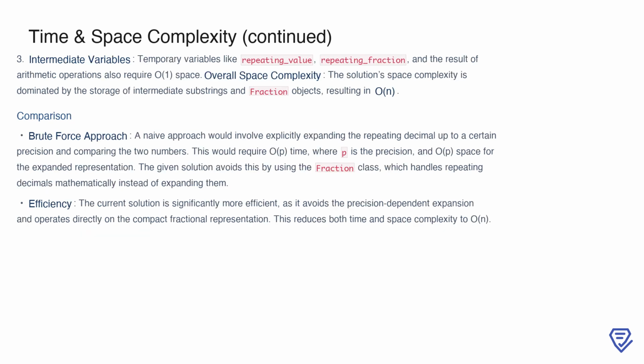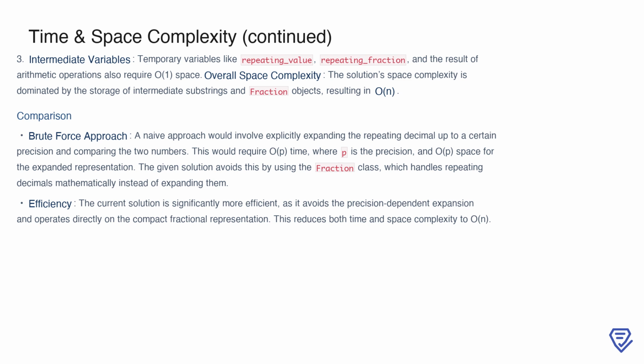In addition to the memory used for storing substrings and fractions, the solution also uses a few temporary variables during the calculations. Variables like repeating_value, repeating_fraction, and intermediate results from arithmetic operations require constant space, contributing O(1) to the overall space complexity. Combining all these factors, the space complexity of the solution is dominated by the storage of intermediate substrings and fraction objects, resulting in O(n) space.